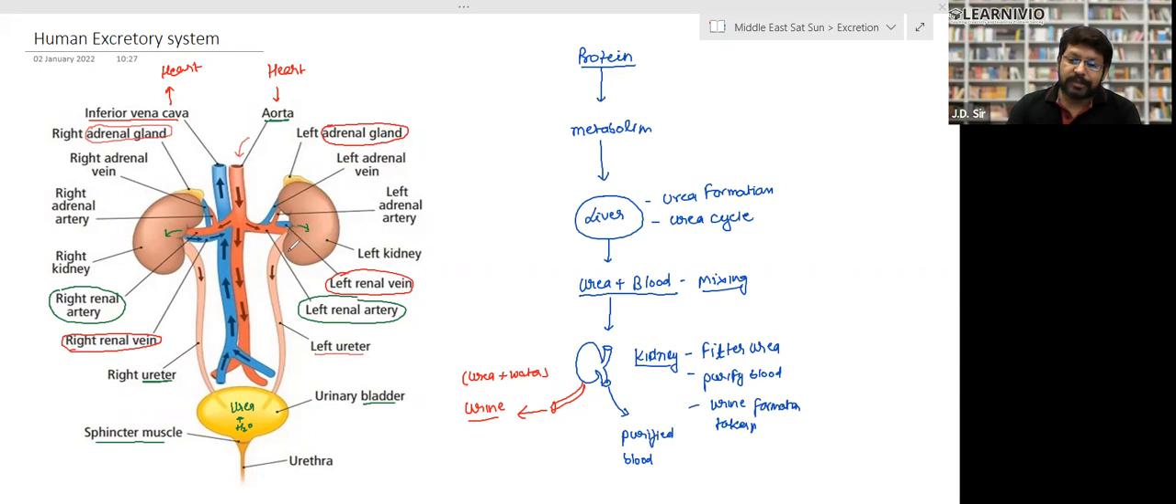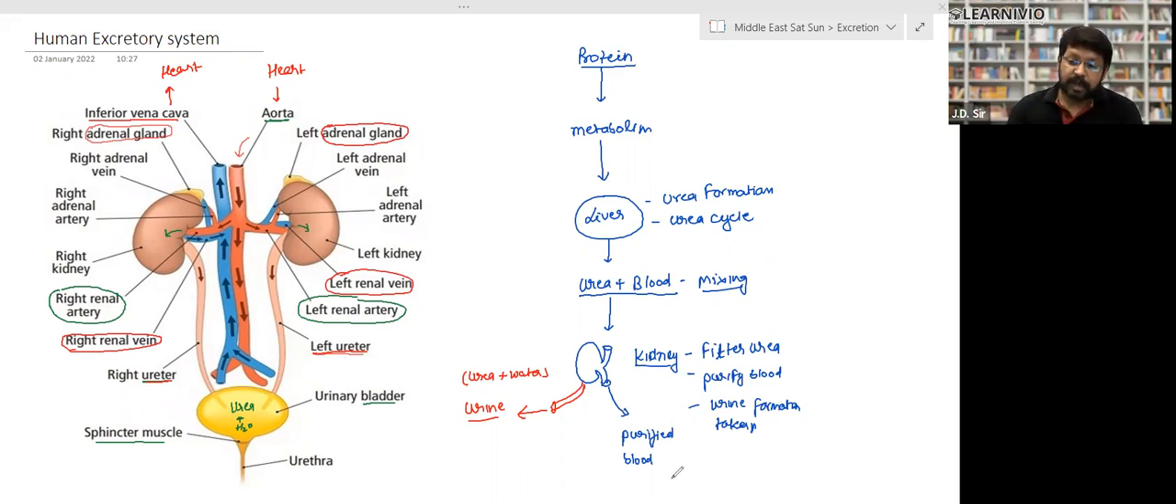This urine is sent out of the kidney with the help of some pipe. These are called ureters, right? So left ureter and right ureter. Both of the ureters bring the urine from the kidney to the urinary bladder. The urinary bladder is a pouch-like structure where urine gets filled every time. When the urinary bladder gets filled, we need to go for urination.